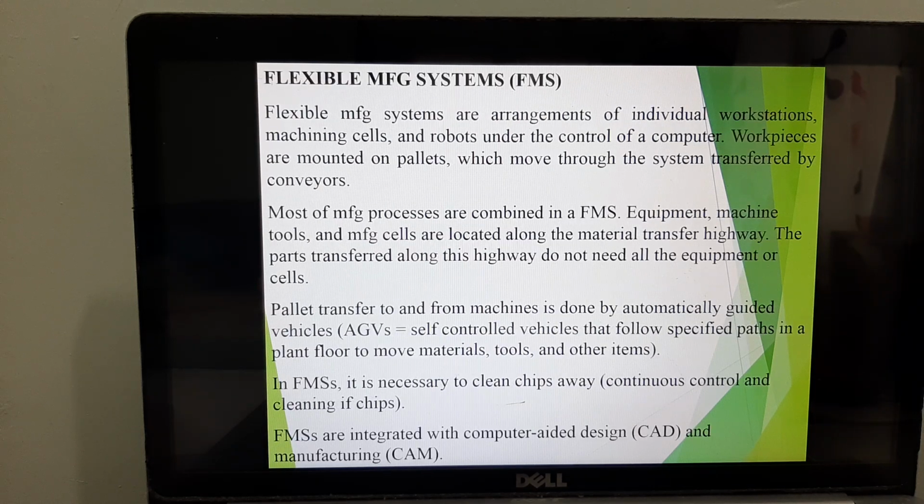Okay, so what is a flexible manufacturing system? Flexible manufacturing systems are an arrangement of individual workstations, machining cells, and robots under the control of a computer. Workpieces are mounted on pallets which move through the system, transferred by conveyors. Again, there is flexibility in the process itself. You have conveyor belts to assist you, and automated guided vehicles. That's called a flexible manufacturing system.